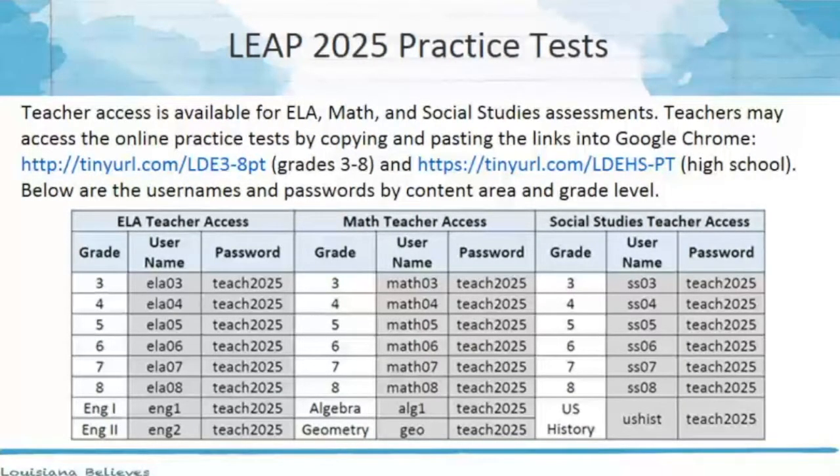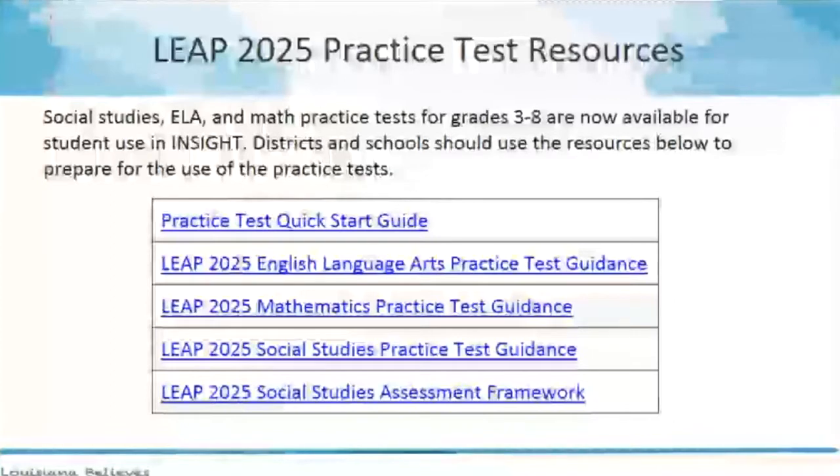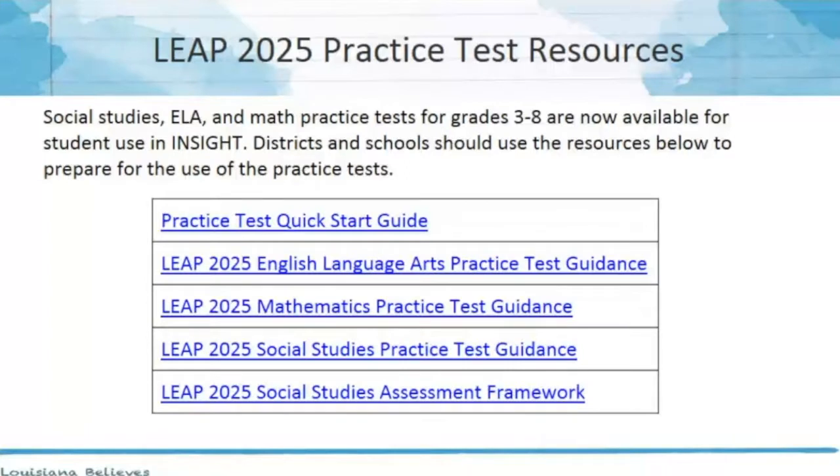The LEAP 2025 practice tests are still available. The teacher access is available, which is located in our Quick Start Guide. There are two links, one for teachers who teach grades 3 to 8 and one for high school teachers. And this is an online version of the assessments for teachers to get in, look at questions, have rich discussions, and play around with the system. The usernames and passwords are available here and in the Quick Start Guide. The Quick Start Guide is linked here along with the guidance documents for ELA, Math, and Social Studies and the Social Studies Assessment Framework. But as a reminder, these practice tests have been available for students to use and for teachers to use the teacher access versions.